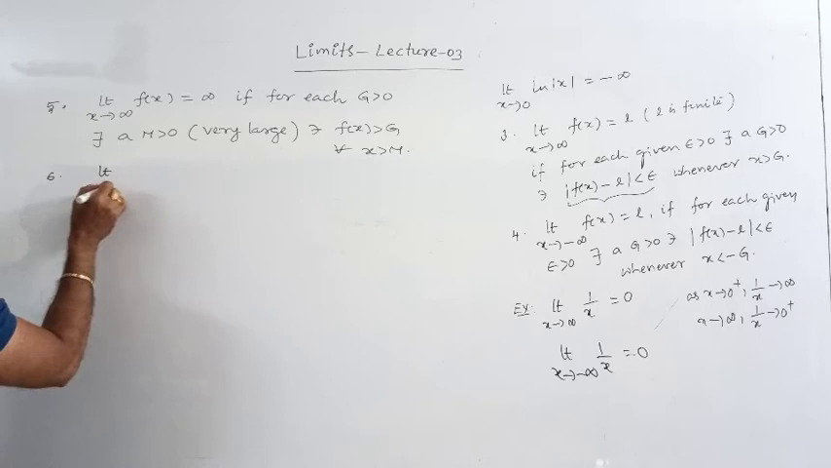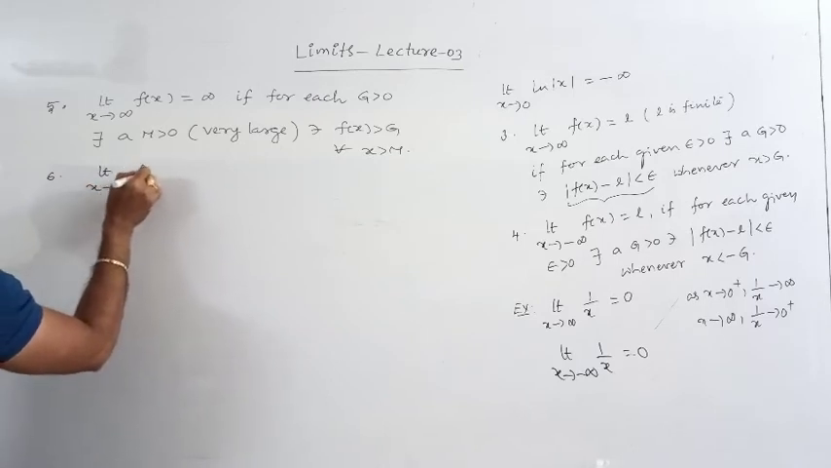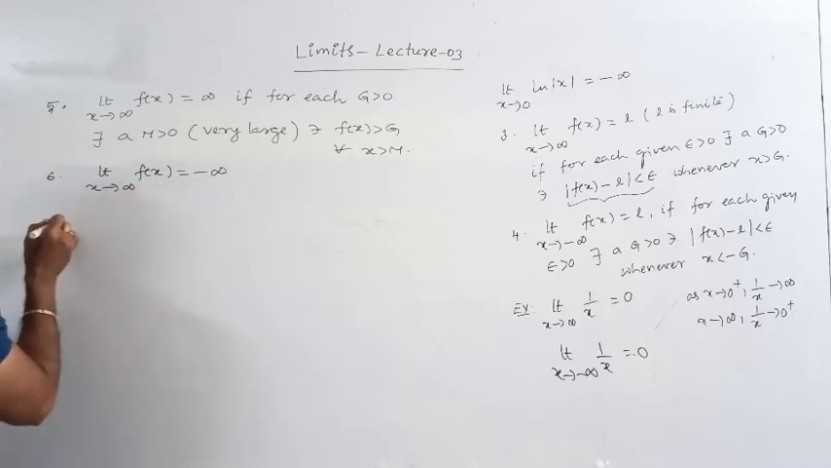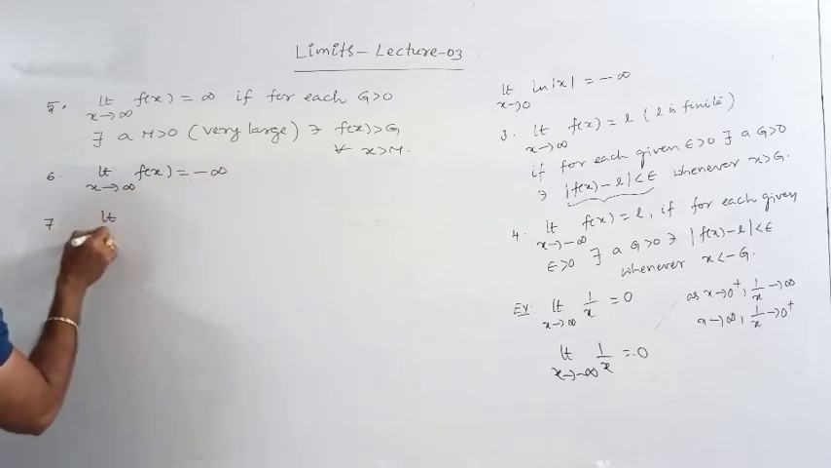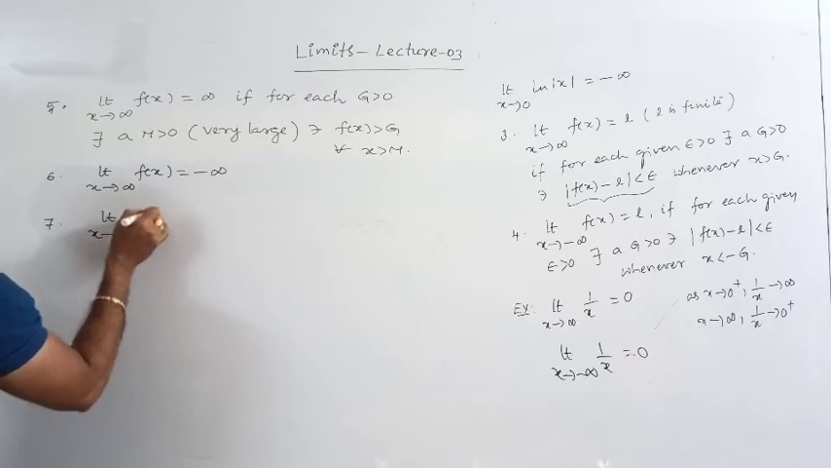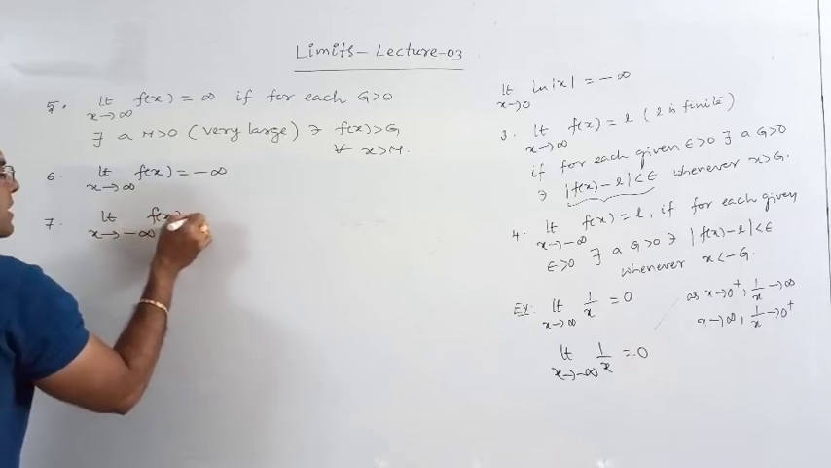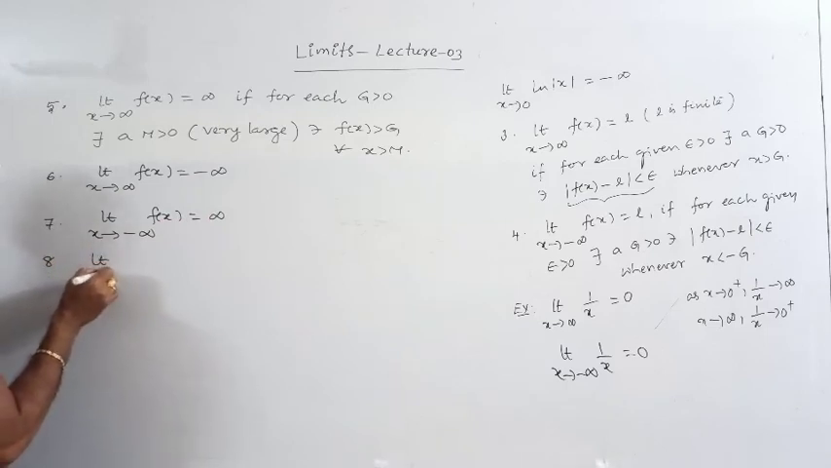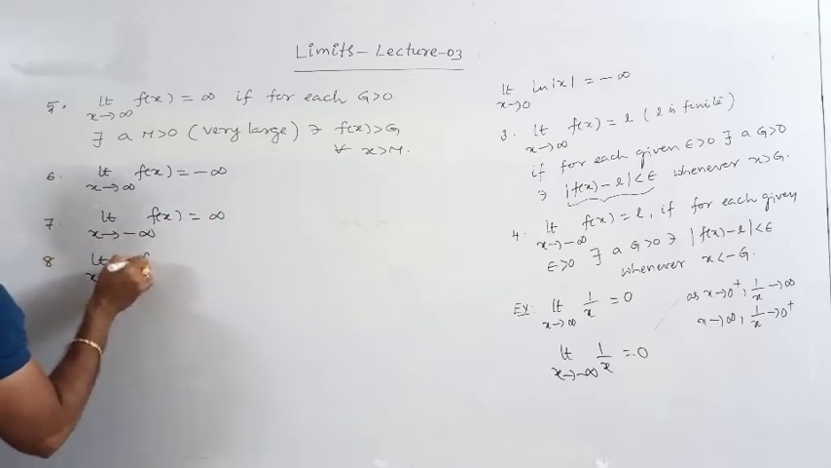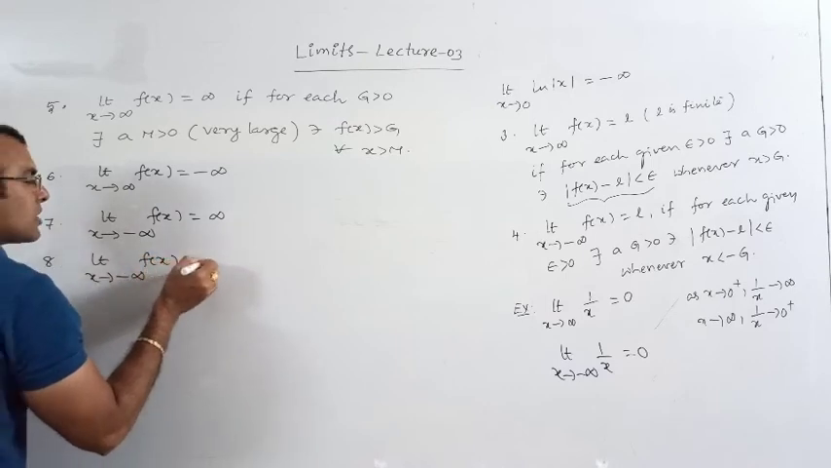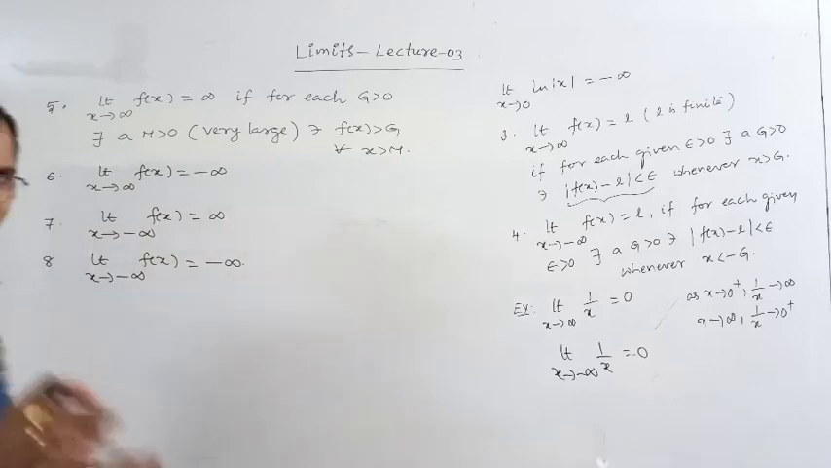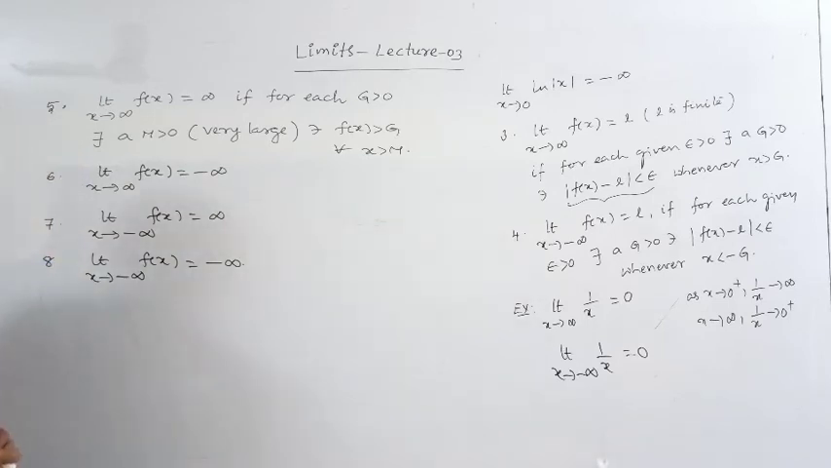Similarly, I can write a limit. There are functions, limit x tends to infinity, you can have f of x equal to minus infinity. I don't write all these definitions. Limit x tends to minus infinity, you can have f of x equal to infinity. And limit x tends to minus infinity, you can have f of x equal to minus infinity. All possible cases are there. Right? Okay.